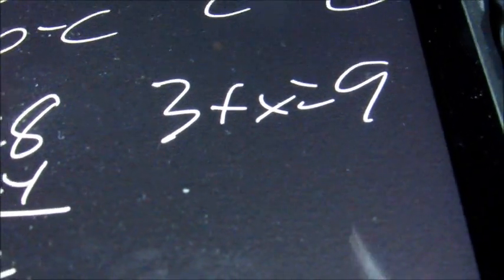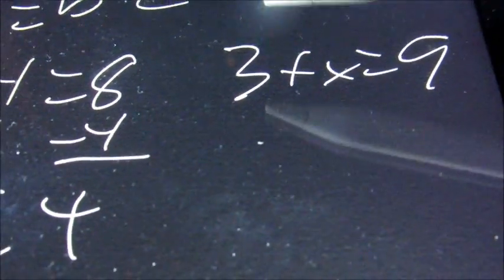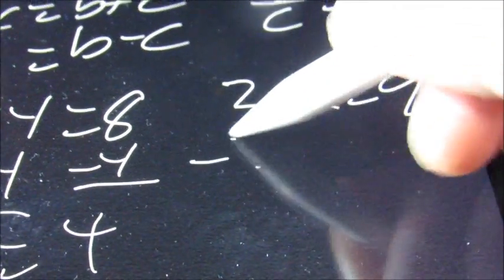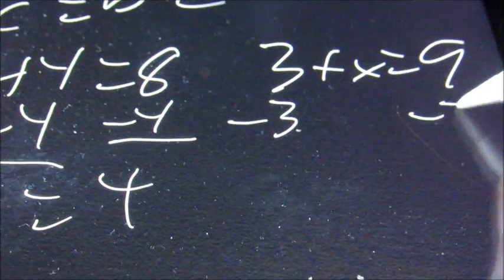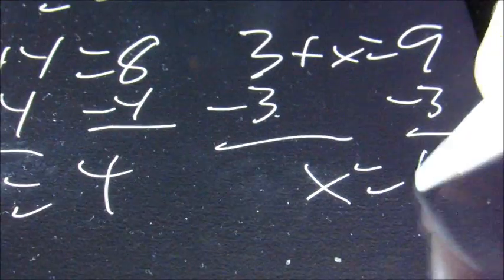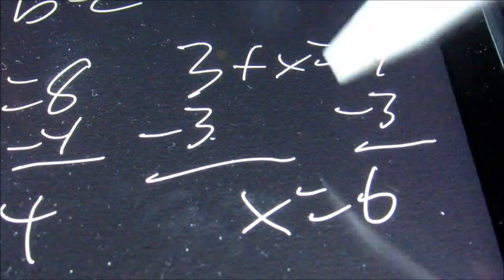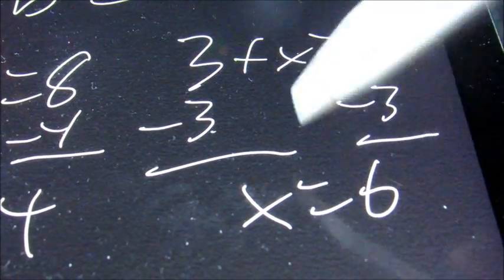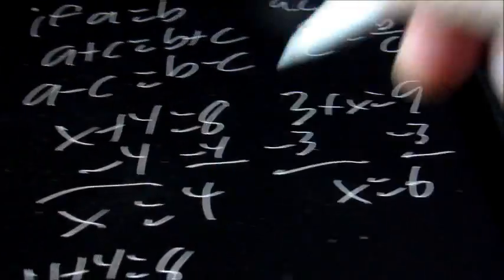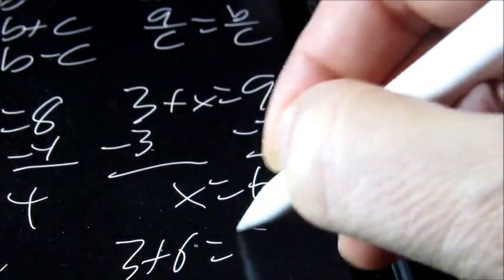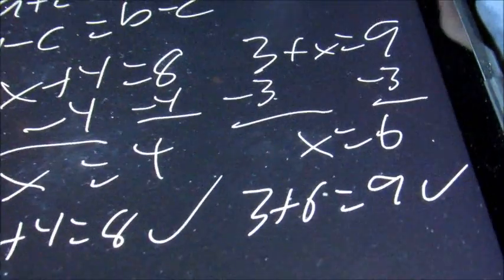If we had 3 plus x equals 9. Some people get thrown when the x isn't first, but it doesn't matter. This 3 is a positive, so we're going to say minus 3. And we know that we're going to subtract because we have a plus in between here as well. So minus 3, we're going to get x equals 6. To check, we can put the 6 in for x. 3 plus 6 does equal 9. And here we can just say 4 plus 4 equals 8, or 3 plus 6 equals 9. And those are both correct.